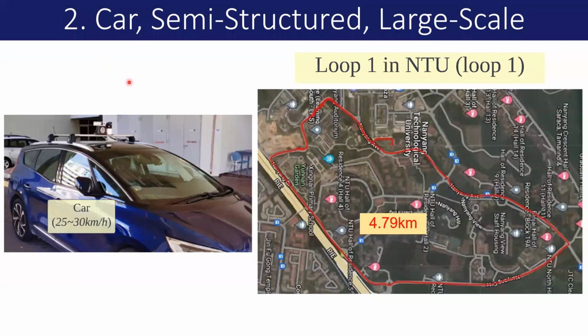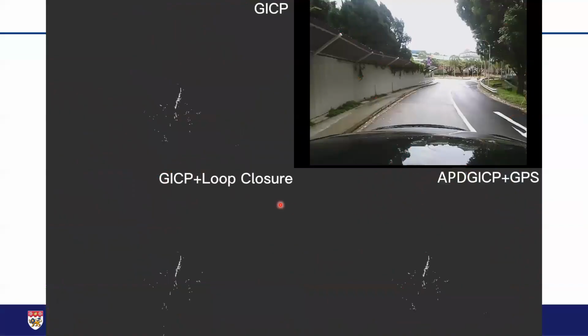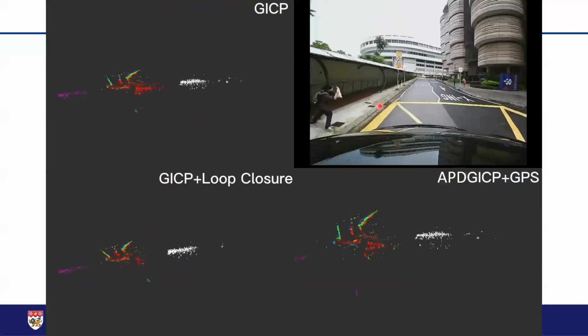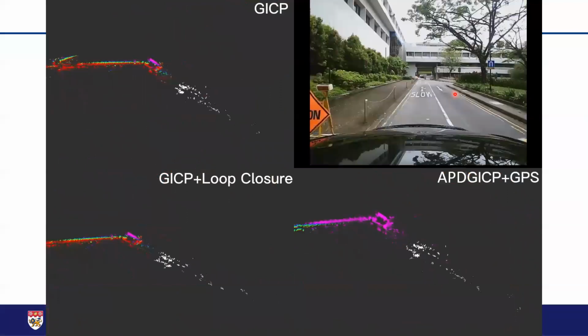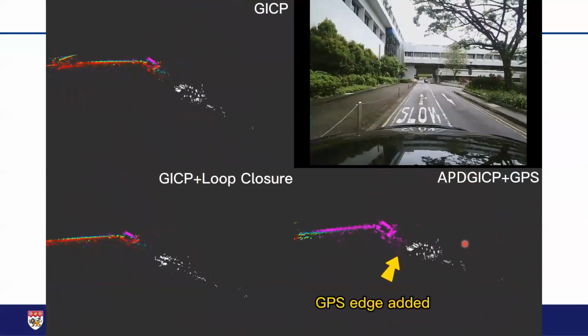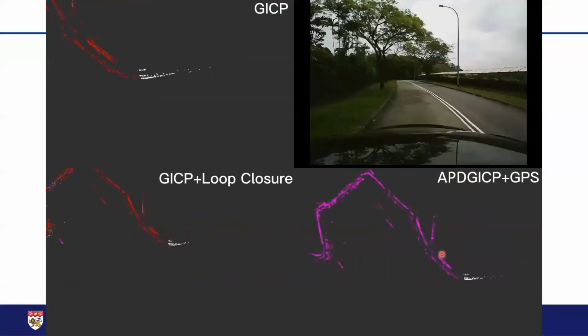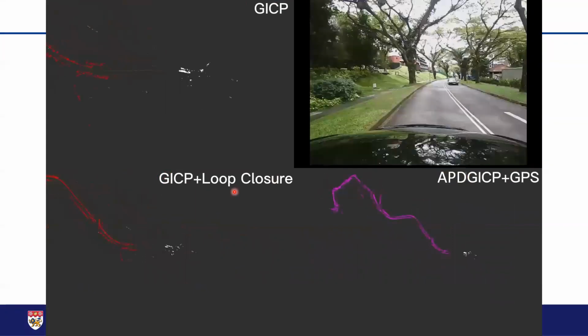In the second scenario, we use the car platform. It moves around 30 kilometers per hour in the NTU campus. The total length is about 4.8 kilometers. Here shows the video. This is the image from the camera. This is the GICP. This is the APD GICP plus the GPS. This is the GICP plus loop closure.